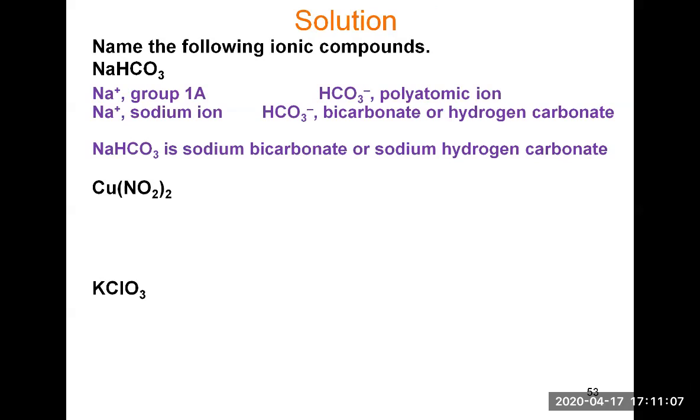Now Cu(NO2)2. Cu is copper. So copper is a transition metal, it's in a B group. So it's a variable charge metal. It's not one of the exceptions like zinc or silver. So we will need to find out the charge on copper from this formula. So we need to find NO2 in the list of polyatomic ions. And NO2 has one negative charge. It's the nitrite ion.